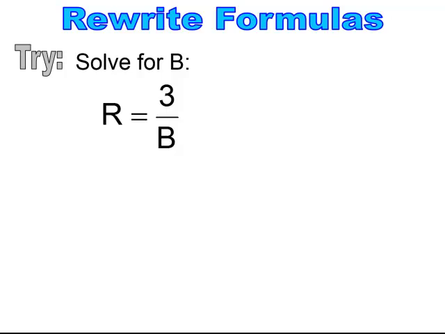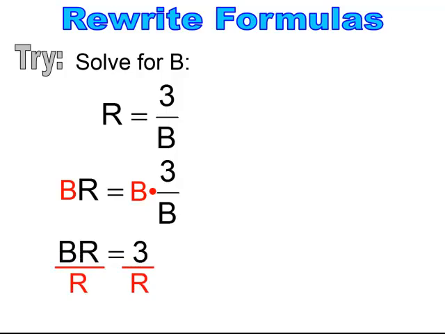Pause and try. So in this case, I'm multiplying both sides by the b first, and then we're going to divide both sides by r. Our new formula for b would equal 3 divided by r.